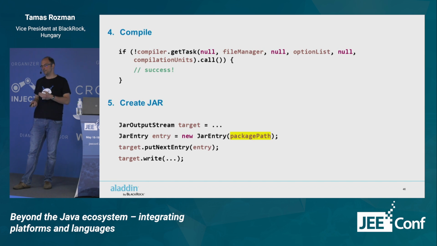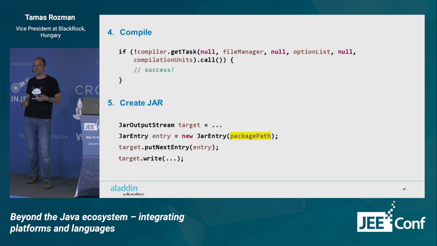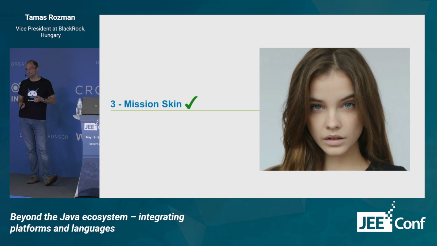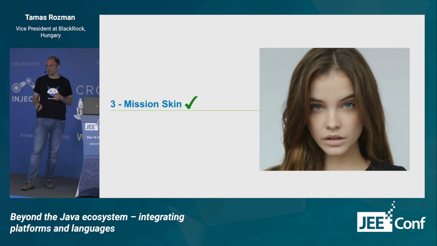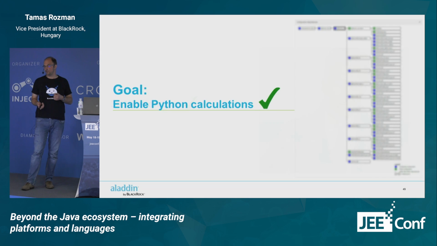You just have to supply the package path as a parameter when you're preparing the jar. So it means that it's pretty easy, with just a temporary folder, to prepare Java compilation. All right, that's it. We finished mission skin. We finished enabling Python calculation into Java.